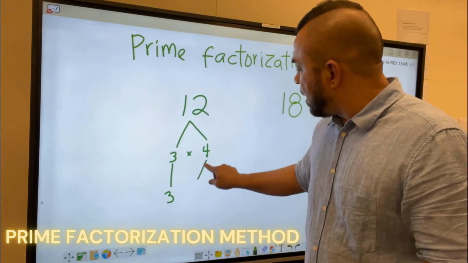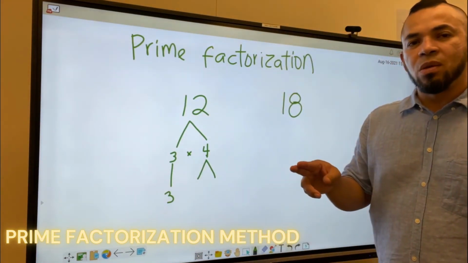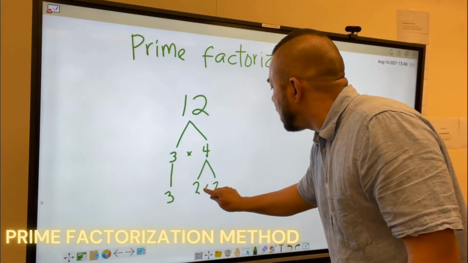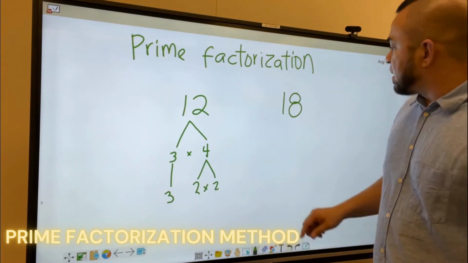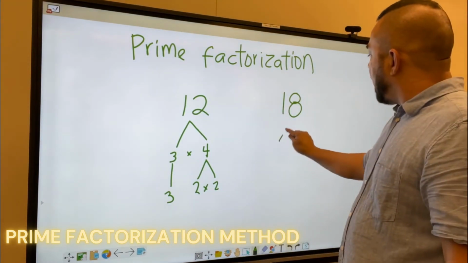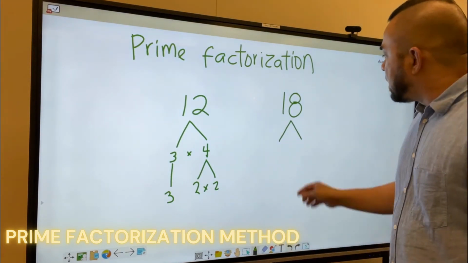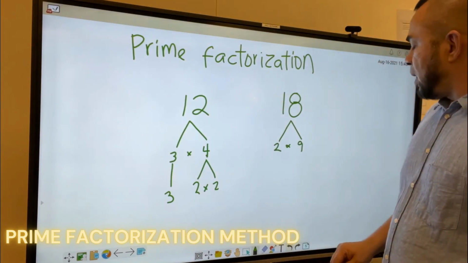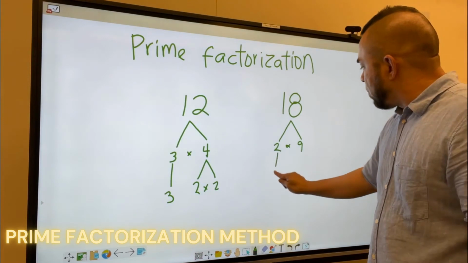And then on this side, on the 4, what makes a 4? What factors can we use to make a 4? 2 times 2. So 2 times 2 equals 4. Okay? So now we brought it down to the smallest level. Let's do this one now. The 18. What two factors can I multiply to make 18? 2 times 9. 2 times 9 makes 18. And then the 2, can it get smaller? Only if I multiply times 1. So I'm just going to bring down the 2.